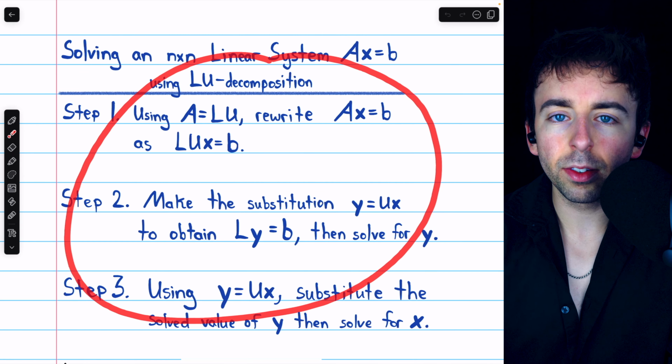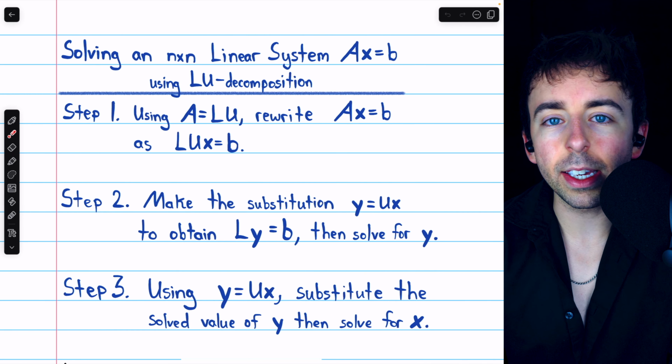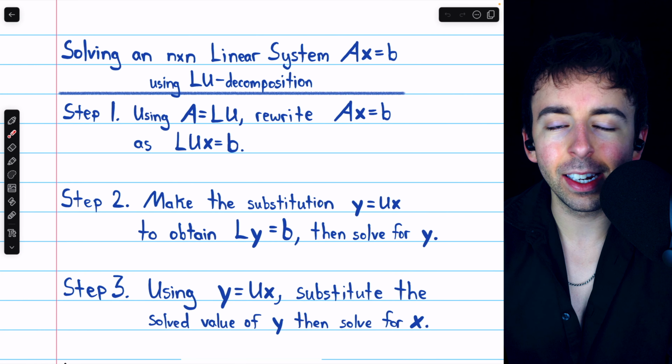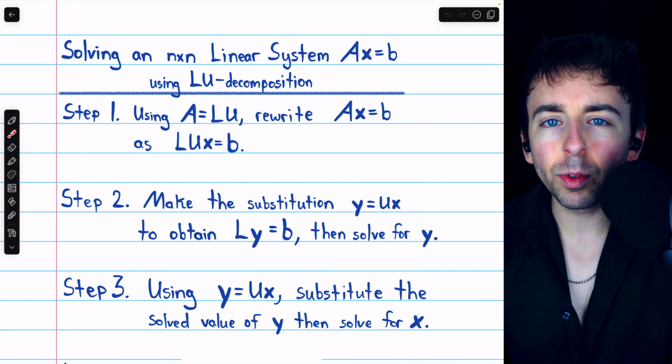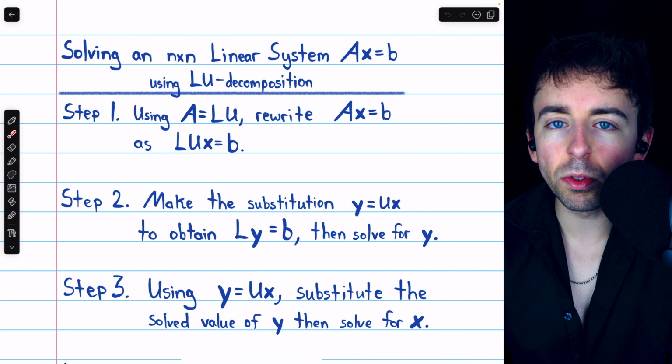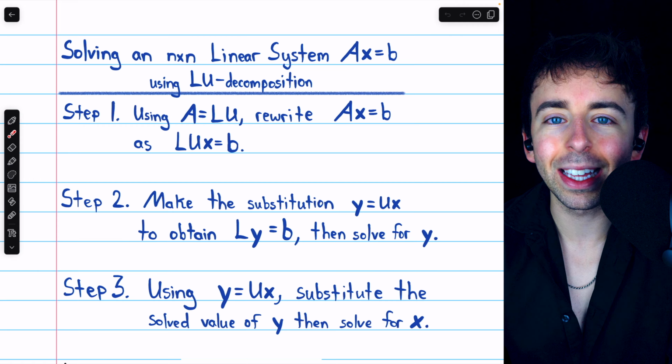These are the steps to solve a linear system using the LU decomposition method. I'll leave a link in the description to my lesson introducing LU decompositions and going over how to find them. In this video, we're just going to focus on how to use an LU decomposition to solve a linear system.